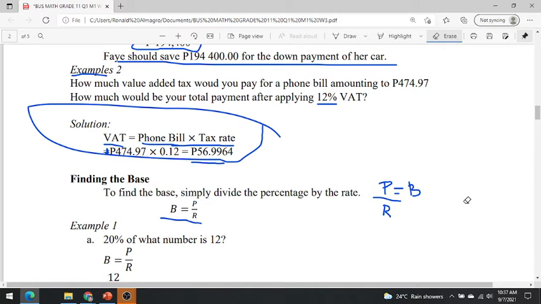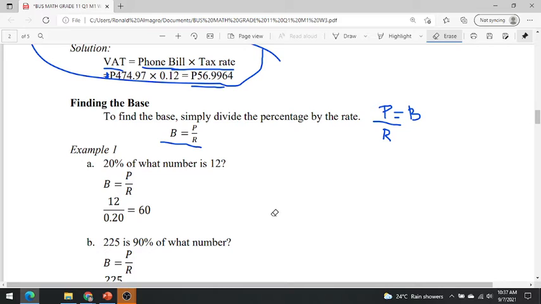Yes, sir. Gi-divide lang ako na kay ganun na B equals P over R na siya. So gikan sa original formula niya, gi-divide lang siya by R. Then makuha na ang B equals P over R. Next, example 1. Okay, so the missing po, so we need to find the base. Pag base gani ang missing, so paki-memorize na lang po sa formula.